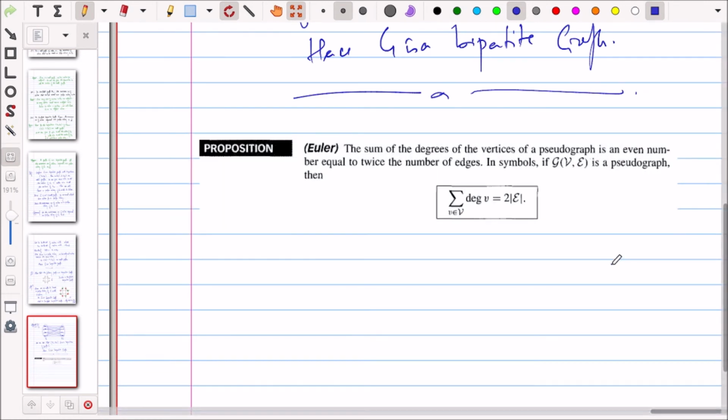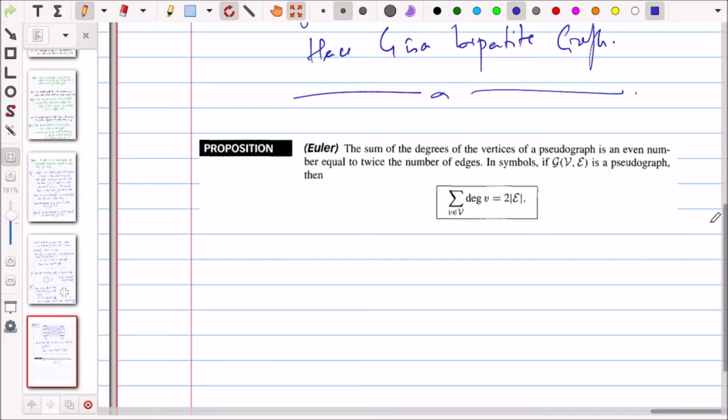The sum of the degrees of the vertices of a pseudograph is an even number and that is equal to twice the number of edges. That is, the sum of degrees of vertices is equal to twice the number of edges. Can you give a reason for this? Why should it be?